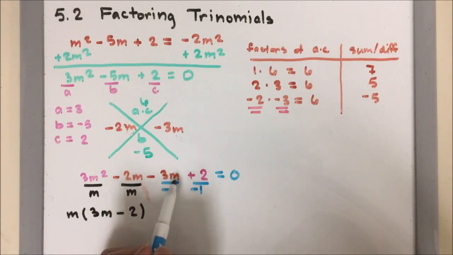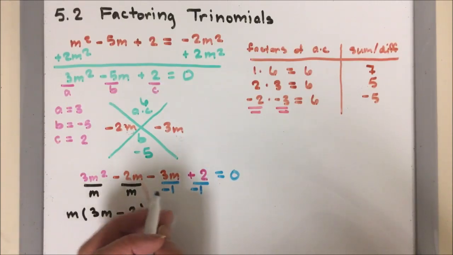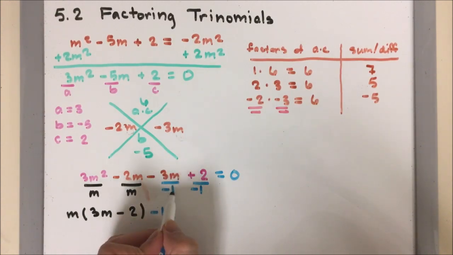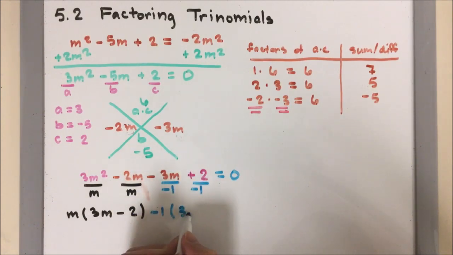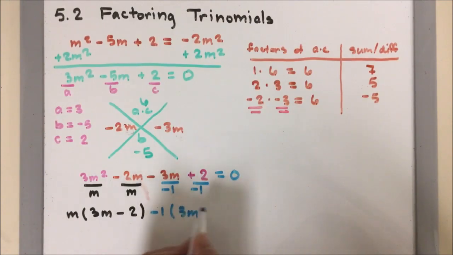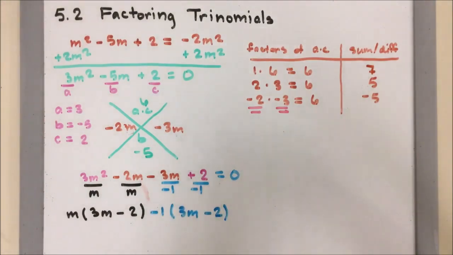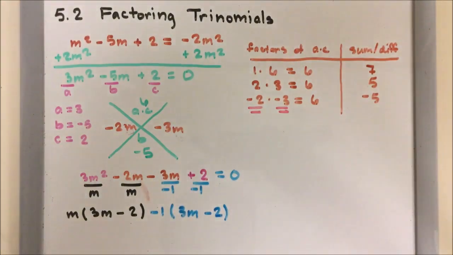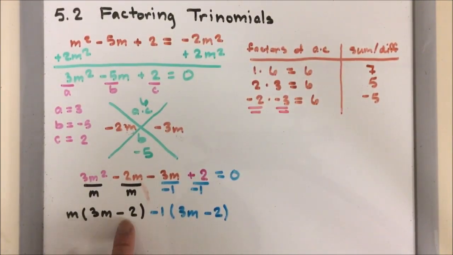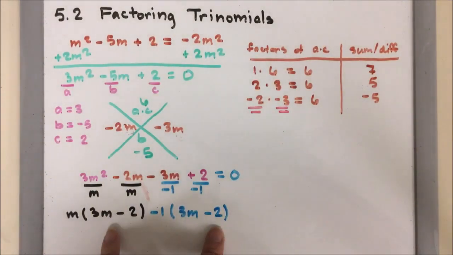So in this example, the first term on the right side is negative, so I'm going to divide by negative 1. I'm going to write minus 1 here, parenthesis. So negative 3m divided by negative 1 is positive 3m. Positive 2 divided by negative 1 is going to be minus 2 or negative 2, close parenthesis. Alright, so if you look closely, inside the parenthesis, it's 3m minus 2 on the left and 3m minus 2 on the right. They're exactly the same.